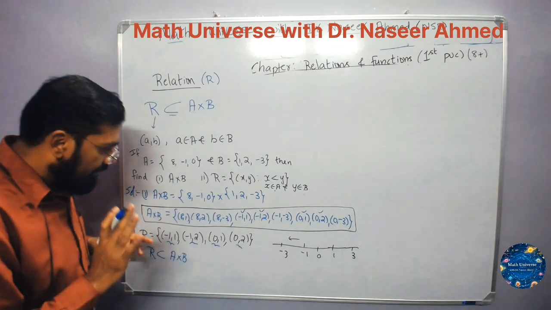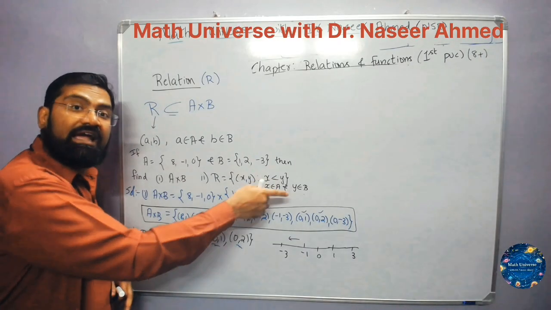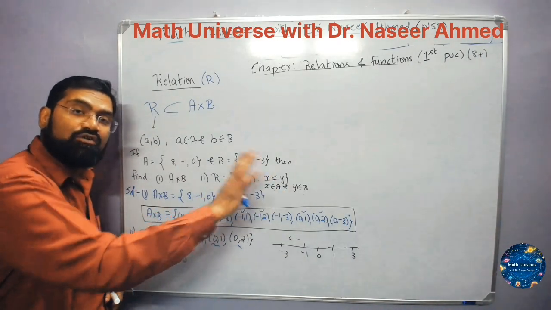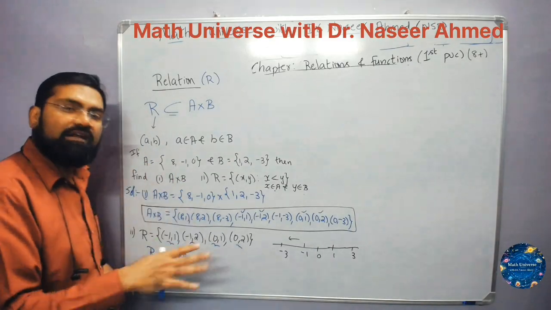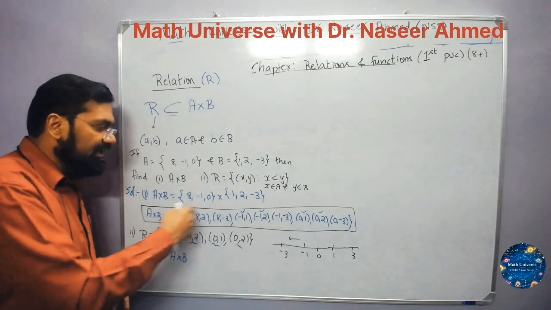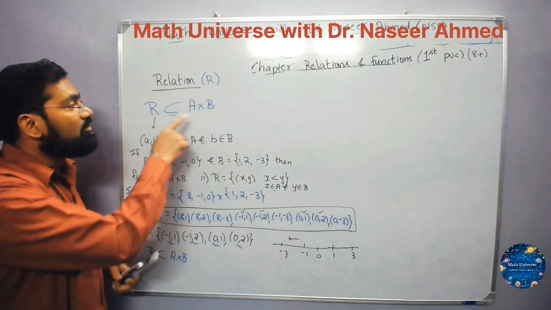Now, if I define this as x less than y, x greater than y, or x equal to y, all the three conditions, less than, greater than, or equal to, then what will happen? All these elements will come in R. That will be equal to A cross B.